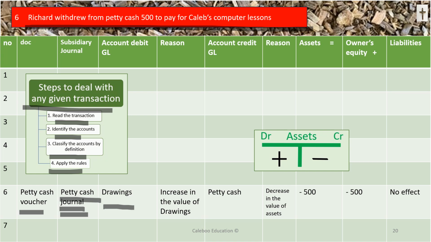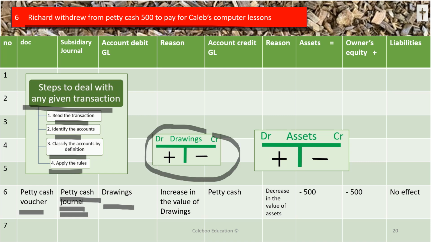What the owner takes out of the business is known as drawings. And if I look at that rule, drawings has its own category. An increase in drawings, the rule says you must debit the general ledger account drawings. And there's the reason.